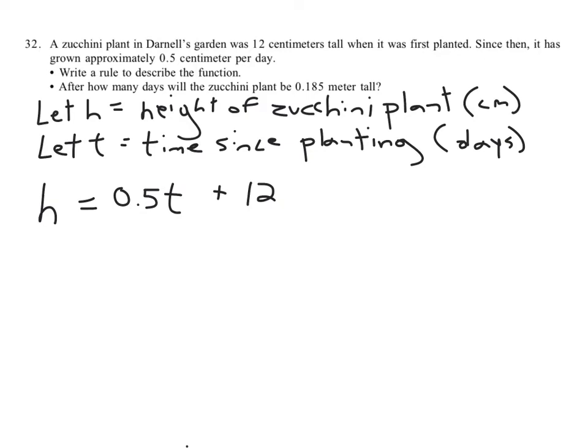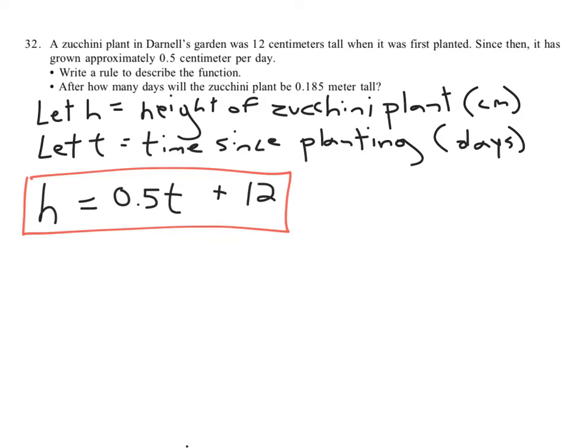Write a rule to describe the function. Okay, this is a rule, and I have the two variables that it stands for. Next: after how many days will the zucchini plant be 0.185 meters tall? Well, we're not in meters, we're in centimeters, so we need to convert this value into centimeters. And since there are 100 centimeters in a meter, if we take that number and multiply by 100, we'll find the equivalent number of centimeters.